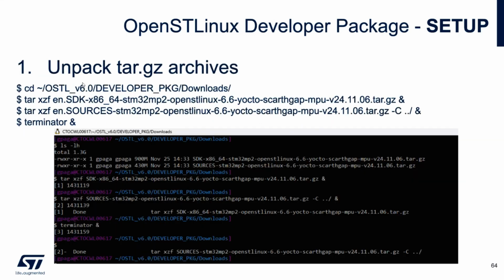For the first operation, we need to enter inside our working folder and use the tar command from the Linux command line to extract the SDK package. We want to extract the source code, and I prefer to extract it in a different folder. So I'm using the dash capital C switch to point to another folder, the previous one. And also I will open an extra terminal because I want to run two operations in parallel.